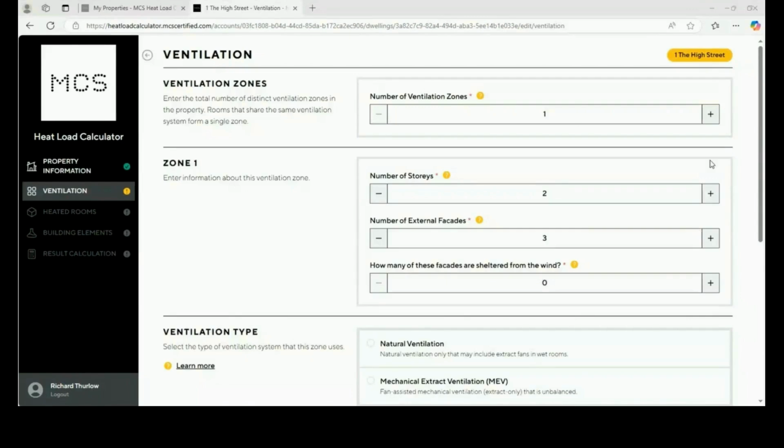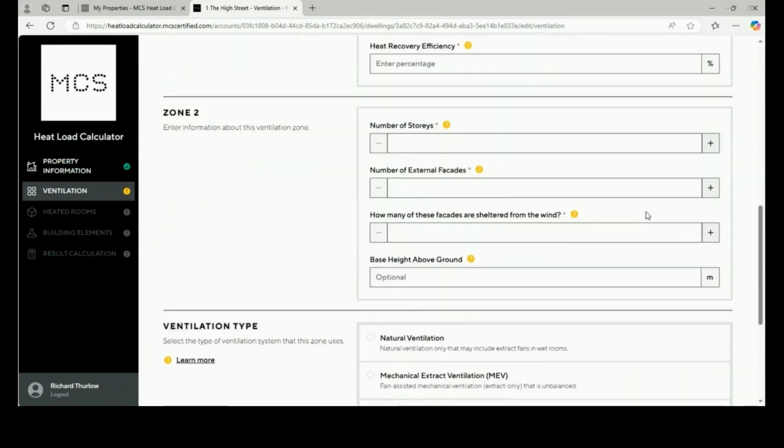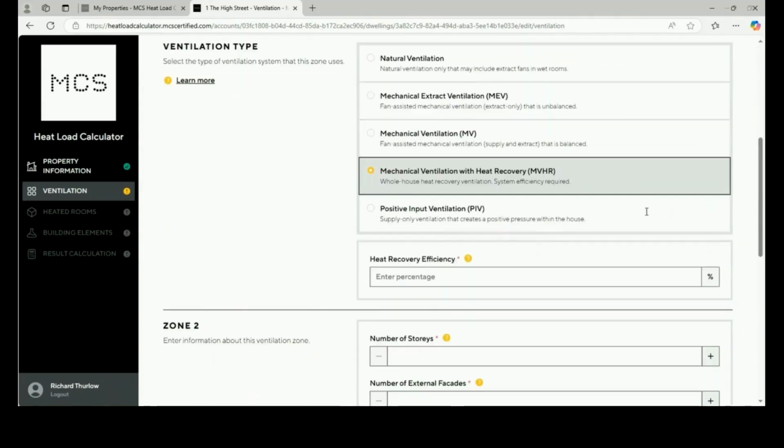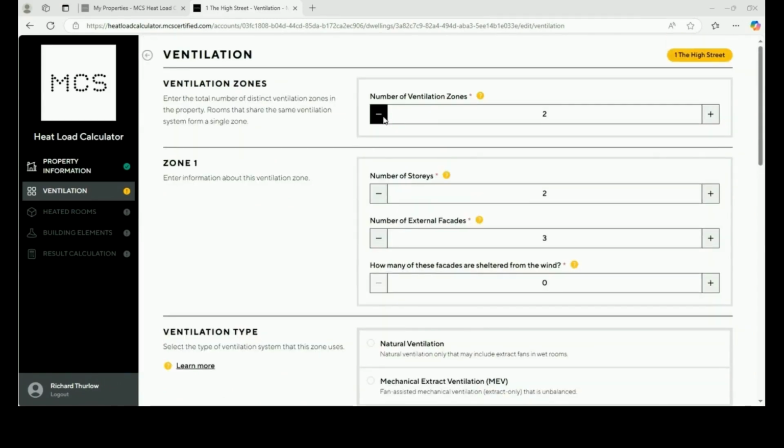Moving on to the ventilation section, the first thing to select is the number of distinct ventilation zones in the dwelling. Rooms that share the same ventilation system constitute a zone. For each ventilation zone, you will identify the number of stories, number of external facades, and how many of these facades are sheltered from the wind, along with the ventilation type for that zone.